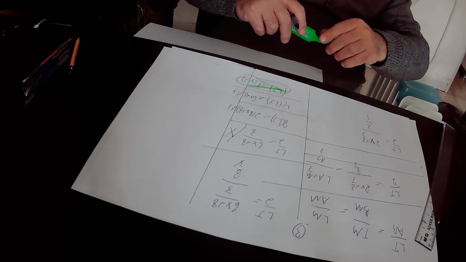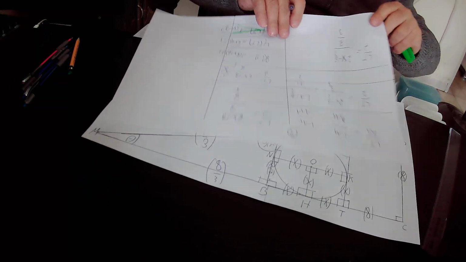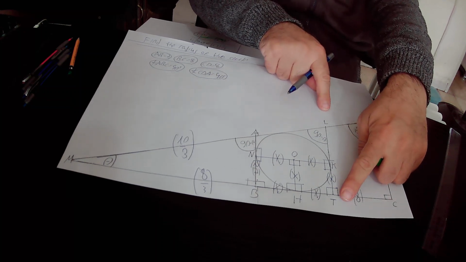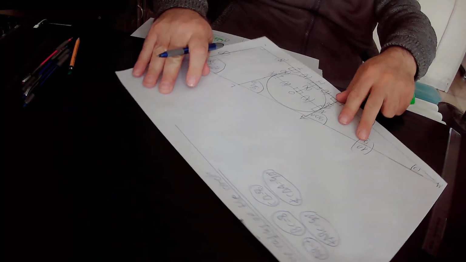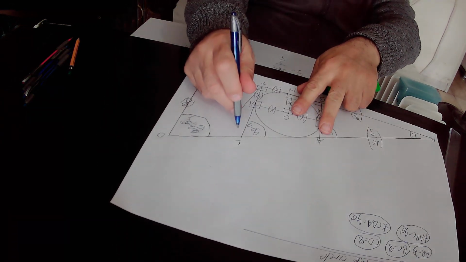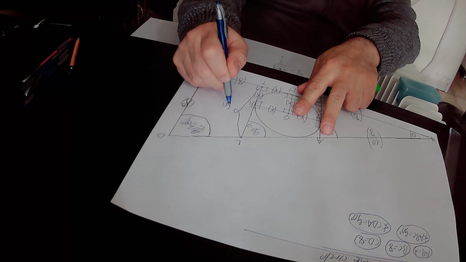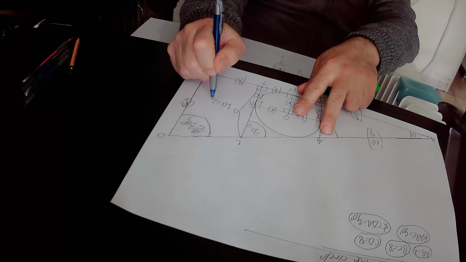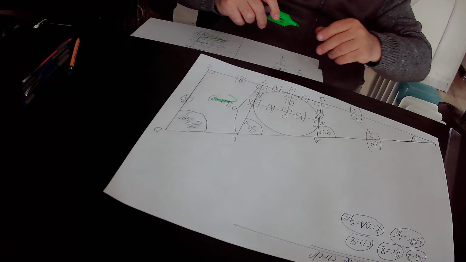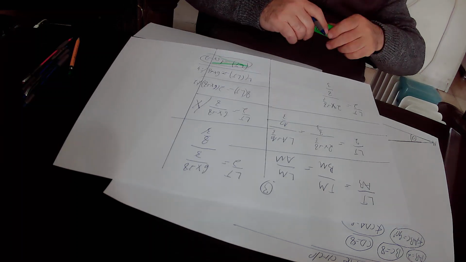So we can write down in the original drawing that this line segment LT is equal to 1.5x plus 2. We'll continue to focus on this long equation.